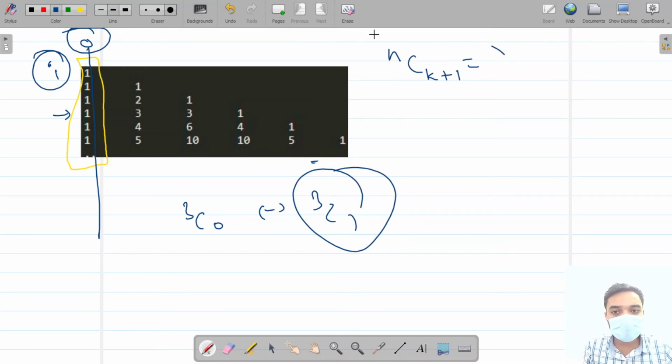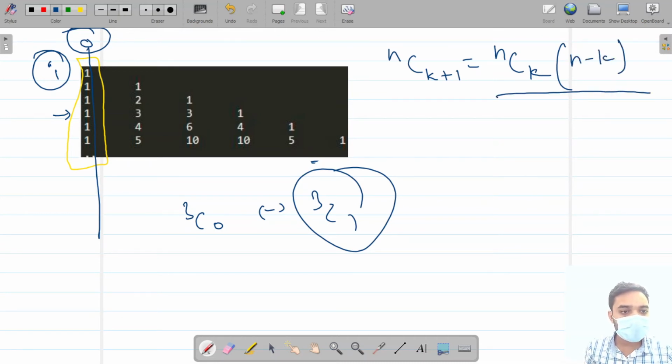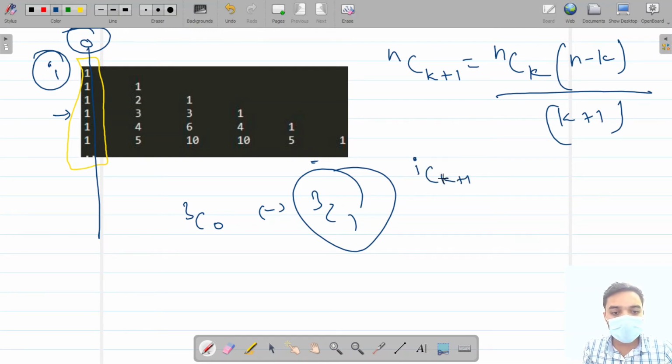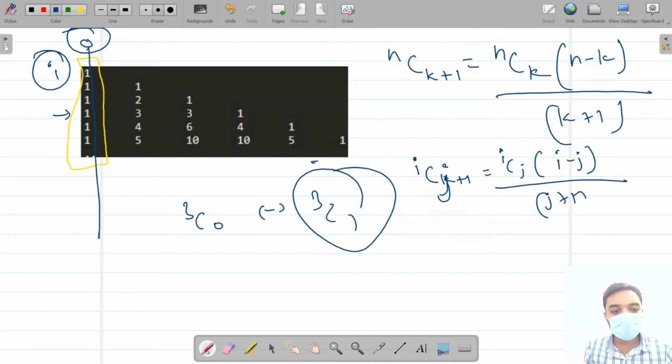What is that formula? The formula is nck plus 1, that means nck multiplied by n minus k and divided by k plus 1. Here my formula will look like ICj plus 1 equals ICj times I minus j upon j plus 1, right? So I can find 3C1.